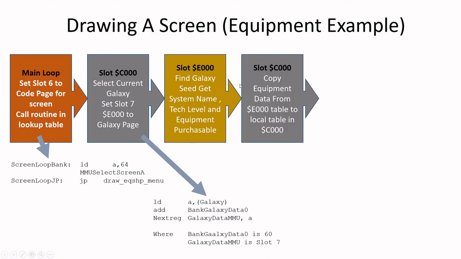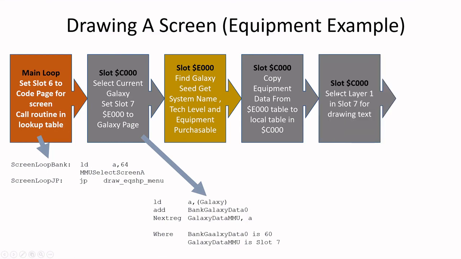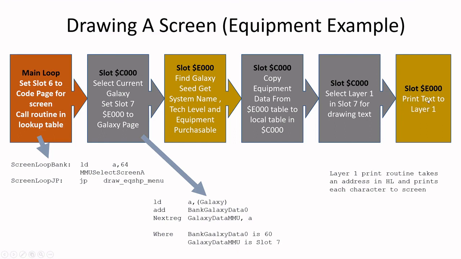Back then returning to C000, I copy the equipment data from the Galaxy data table, the name, and the various bits of information I need during rendering. In slot Z00, I then set layer 1 in slot 7 for my text drawing routines, and then I print the layer text to layer 1.